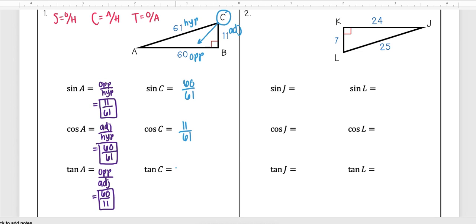And then my tangent of C, I know, is opposite over adjacent. Well, my opposite is 60 over my adjacent, which is 11. Which I realized I made a mistake over here. This should have said 11 over 60.